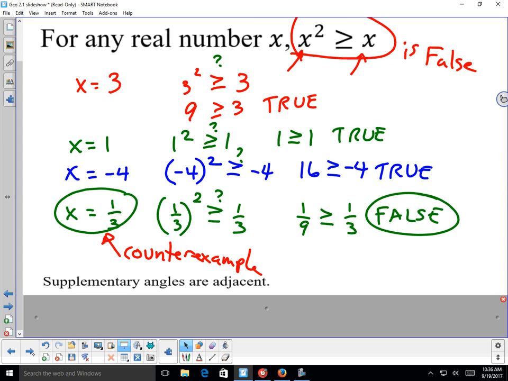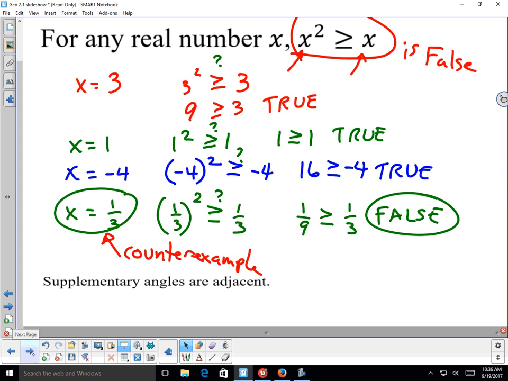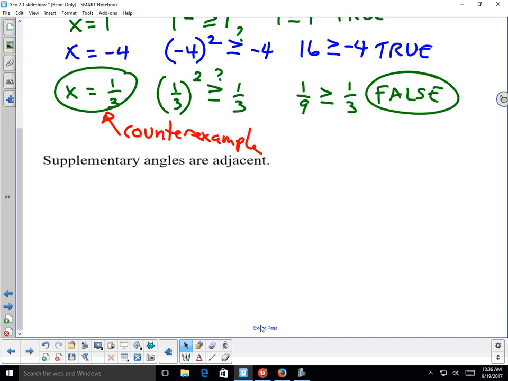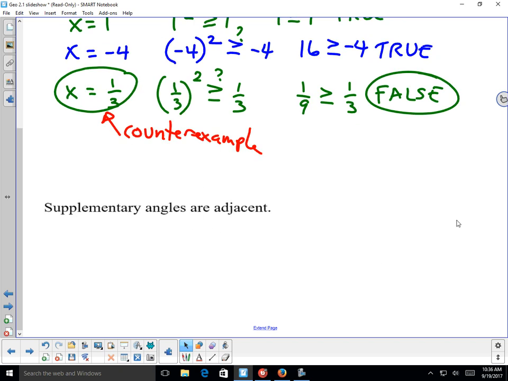What about this one? Supplementary angles are adjacent. Is that true, or could we find a counterexample to disprove this one? Well, there's lots of ways that we could draw supplementary angles. We certainly could draw them like this, forming a linear pair. So angle 1 and angle 2 here form a linear pair. They're supplementary and they are adjacent, so that's not a counterexample.